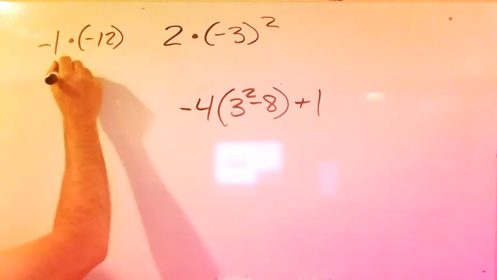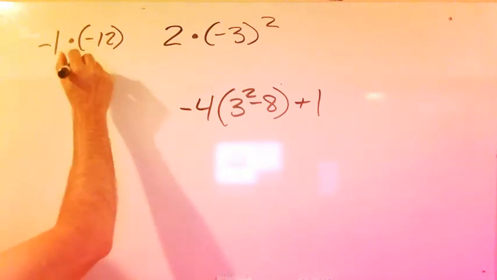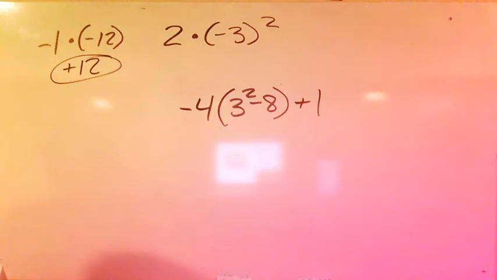Negative times negative is positive. 1 times 12 is 12. Answer to the first one, positive 12.